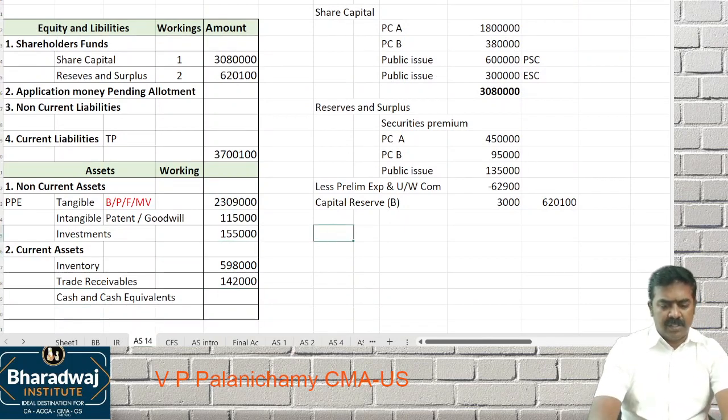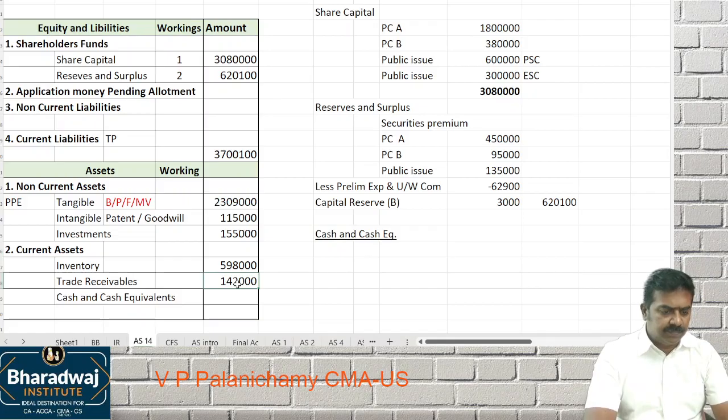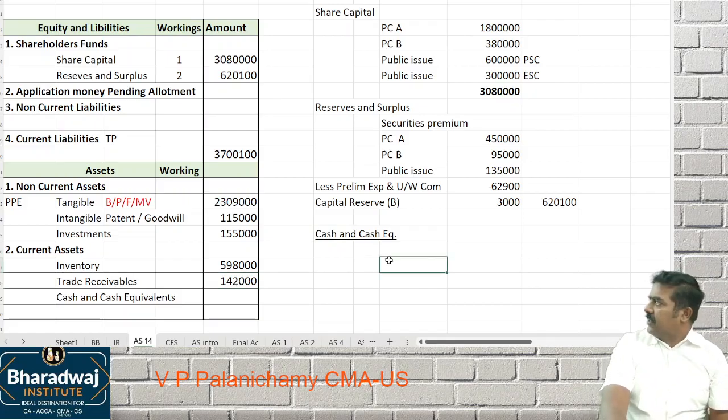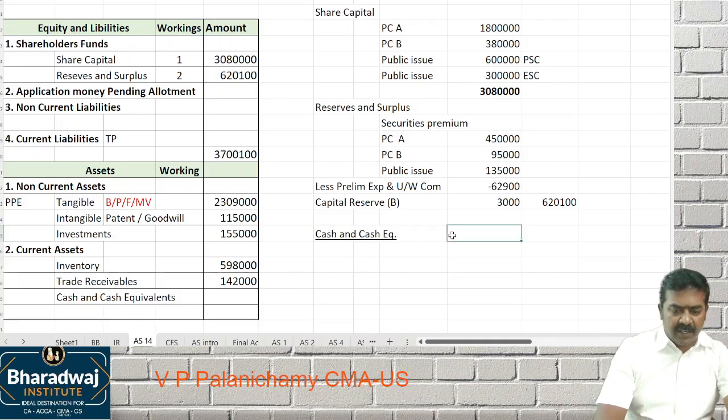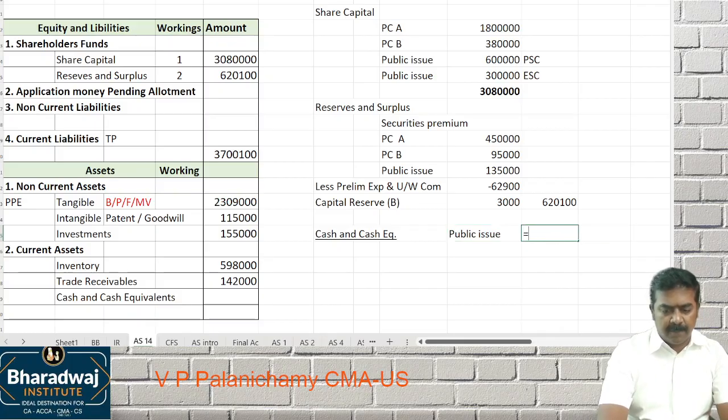Cash and cash equivalents. Let us do the working note. Cash and cash equivalent. We are not taking over old cash balances. But we collected money in public issue. Public issue, total money collected. Journal entry irukku paru.